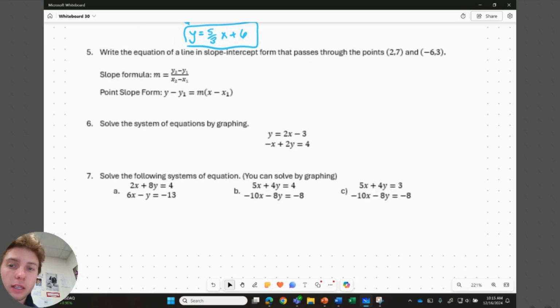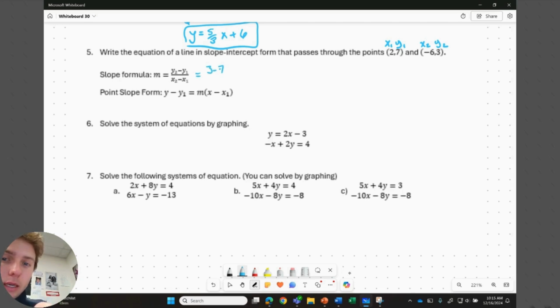Number 5 says write the equation in slope-intercept going through those 2 points. You've got 2 coordinates here, x1, y1, x2, y2. First thing you should do is find your slope. So in this case, 3 minus 7 over -6 minus 2. If you were to type that into your calculator, you'd get 1/2.